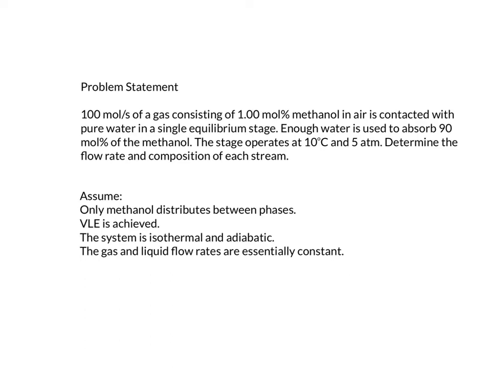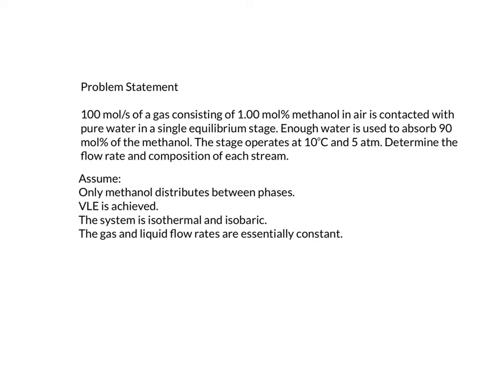Now, we need to make certain assumptions. The first assumption is that only methanol distributes between the phases. Air does not dissolve into the water, and water does not evaporate into the air. We also assume that the vapor and liquid achieve equilibrium. The system is isothermal and isobaric so that the temperature and pressure do not change. And the gas and liquid flow rates are essentially constant because such a small amount of methanol is being transferred that it does not significantly affect the gas and liquid flow rates.